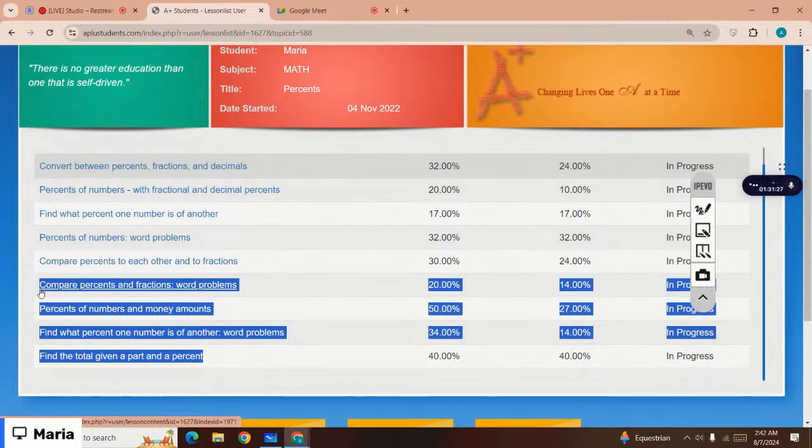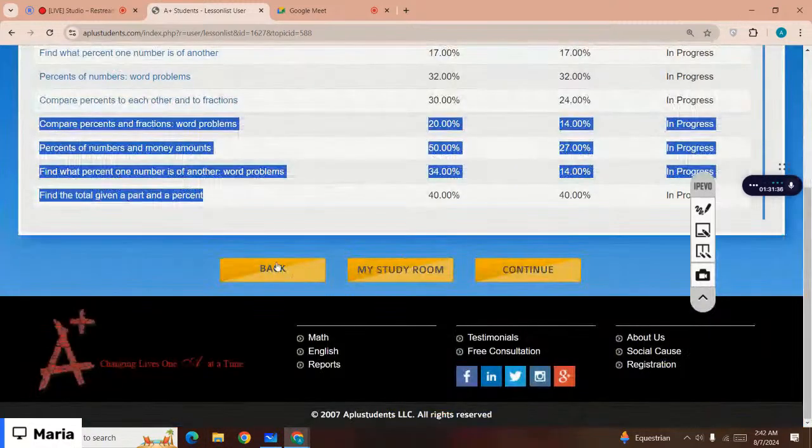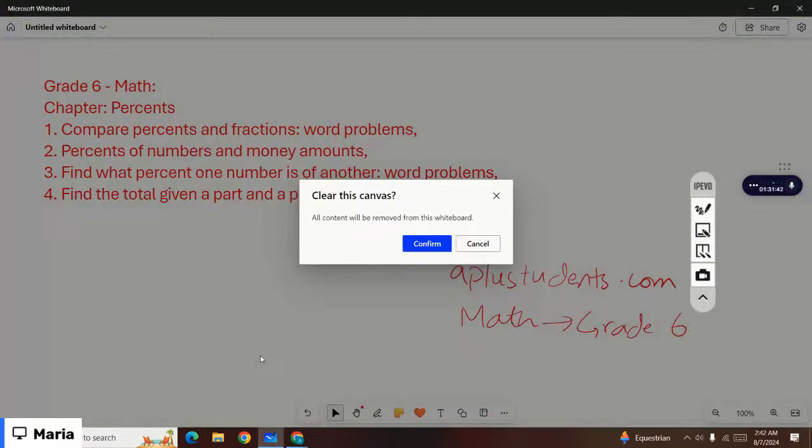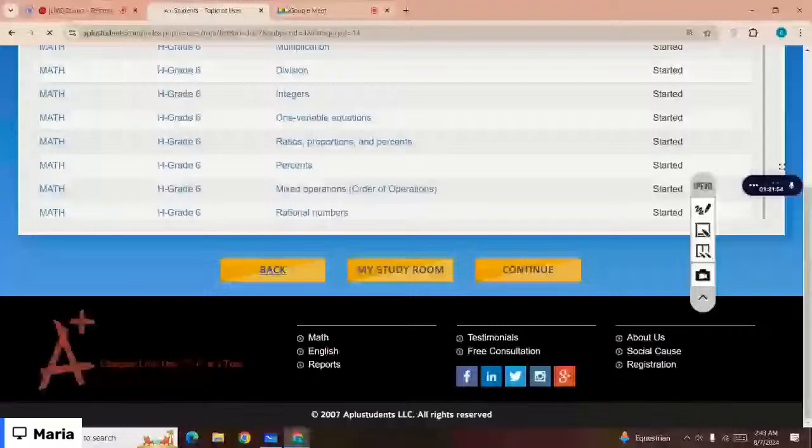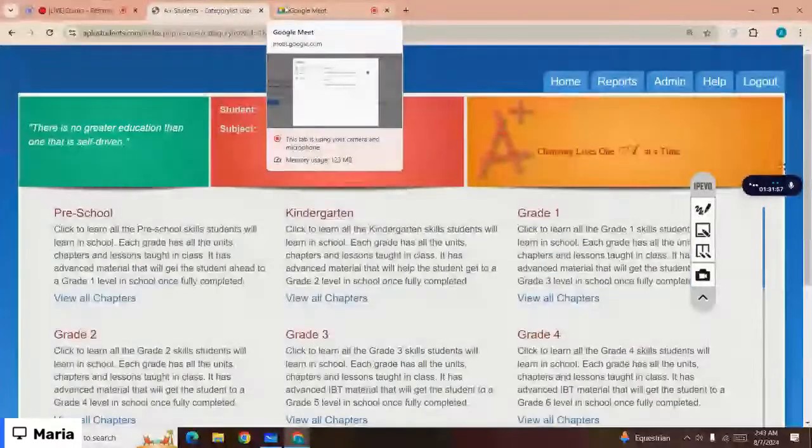Find what percent one number is of another. Word problem, find the total given a part and a percent. So please make sure before the next session you complete all the practice questions for the lessons we just did. For any help with the lesson you can contact any tutor on Skype. They are available from Monday to Friday 5 to 9, or either you can join me in the interactive session.